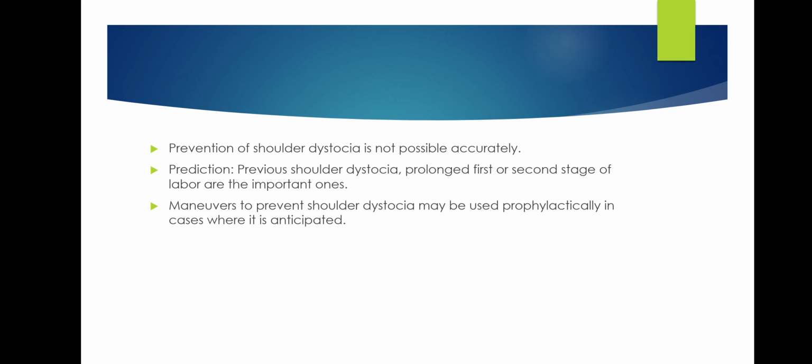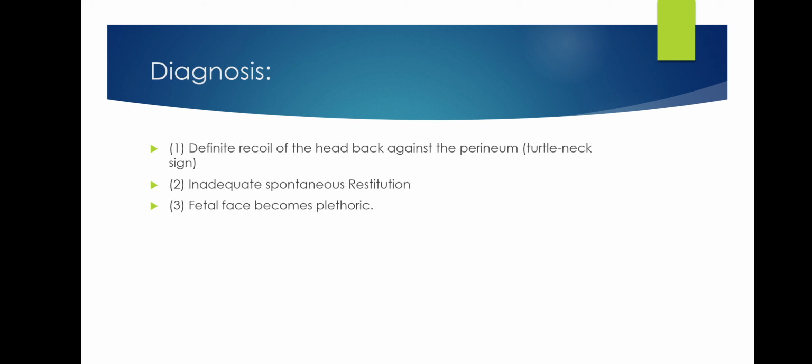So prevention of shoulder dystocia is not accurately possible. However, you can predict it in case a patient tells you they had shoulder dystocia in the previous pregnancy, or if there is prolonged first or second stage of labor. So maneuvers that are done to prevent shoulder dystocia may be used prophylactically in cases where it is anticipated.